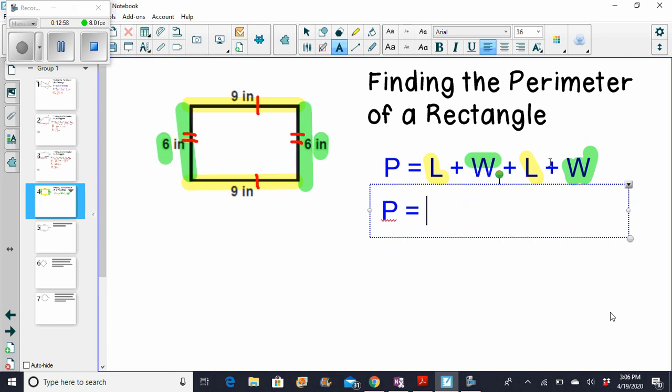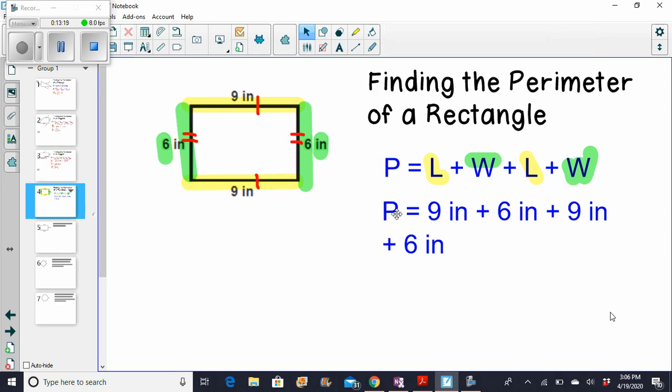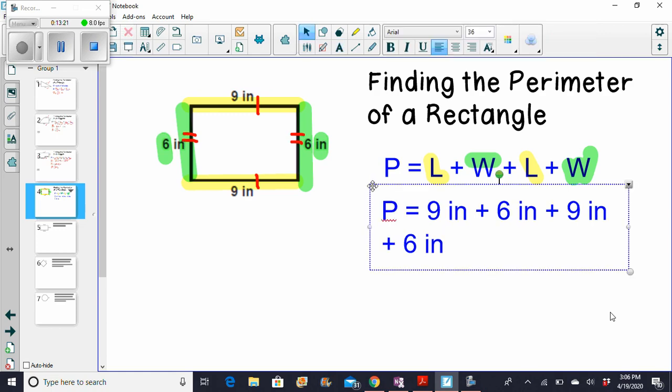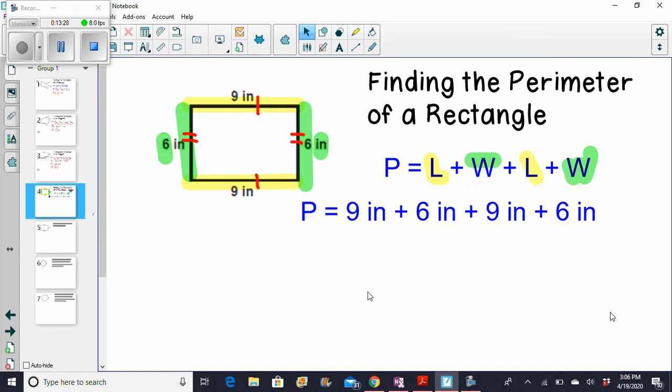Those yellow measurements are 9 inches. So 9 inches plus my width is 6 inches, plus 6, plus 9 is my next length, plus 6 inches. So there we go. Length plus width plus length plus width. And I'm going to go ahead and make this a little bit wider so it all fits. There we go.